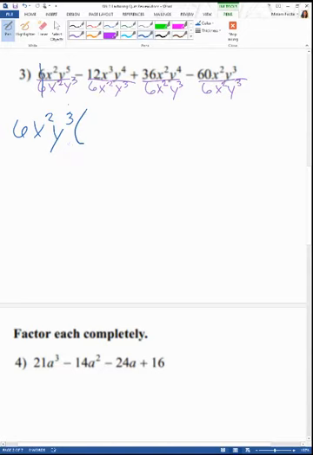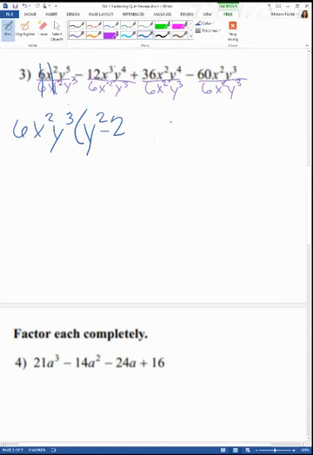What's left over? I can get rid of that. I can get rid of that. And I'm left with y to the fifth divided by y cubed, which is y squared. Again, 5 minus 3. Negative 12 divided by 6, negative 2.